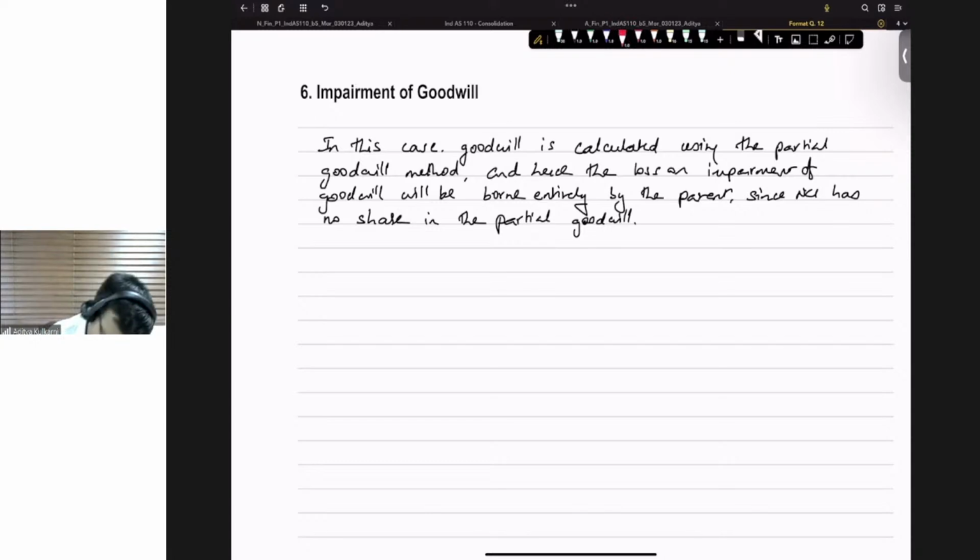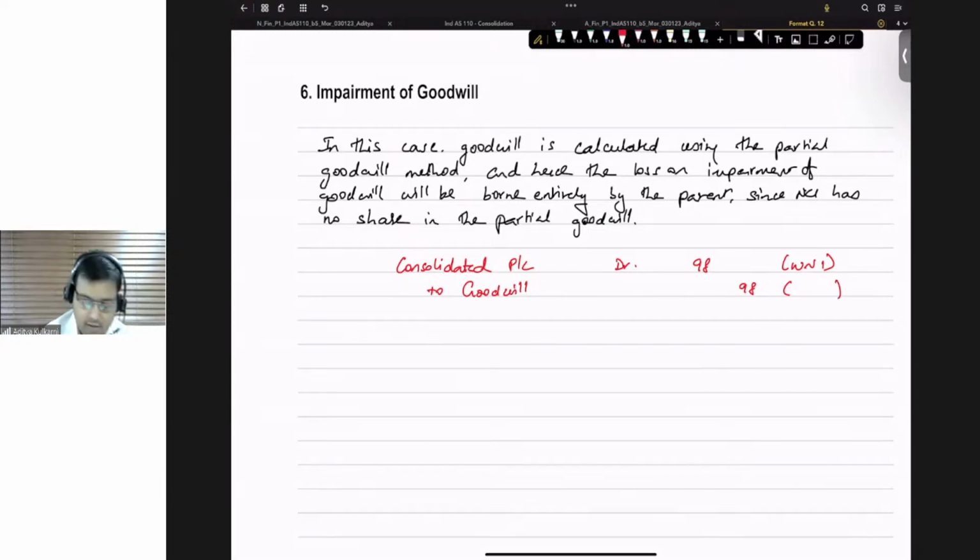So entry will be consolidated P&L debit to goodwill 98. Working note 1, this will go, and I'll tell where this will go. Acha. Done. Written this down.